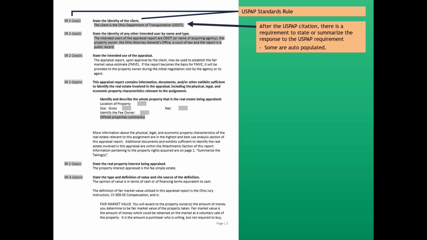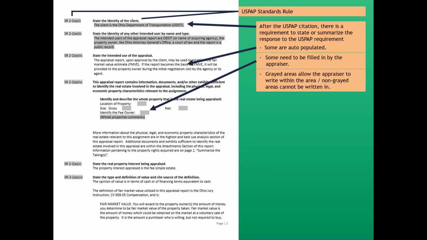Where you see a gray area on this form, you can write in that area. Otherwise, the form is auto-populated. So you can see under Standards Rule 2-2A III to state the intended use of the appraisal. You cannot go in and change that. That is auto-populated. And again, where the gray areas are, the appraiser is expected to go in there and fill in the appropriate information.